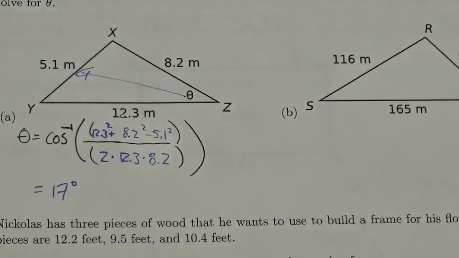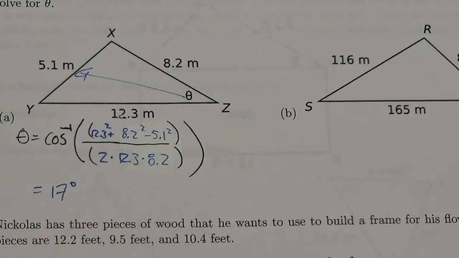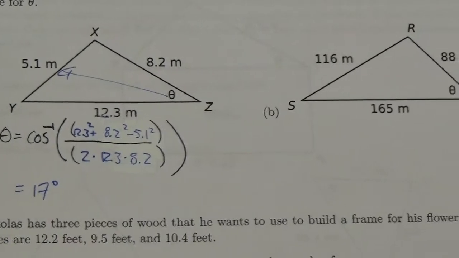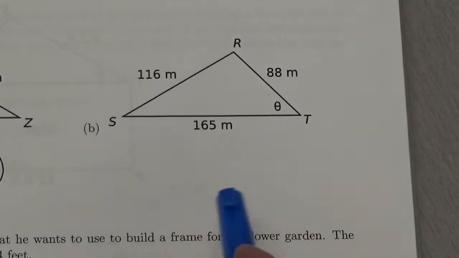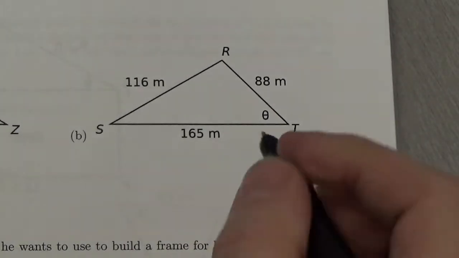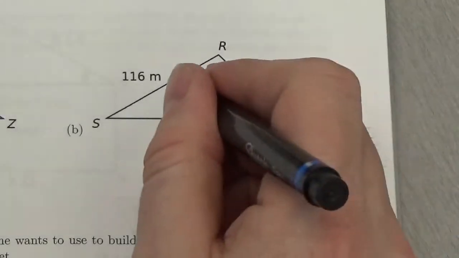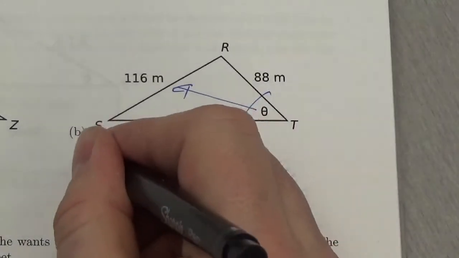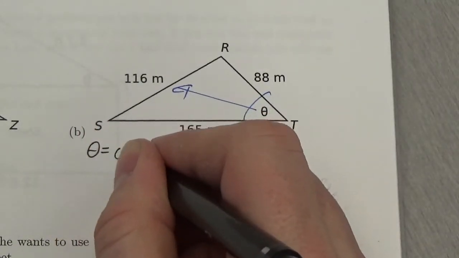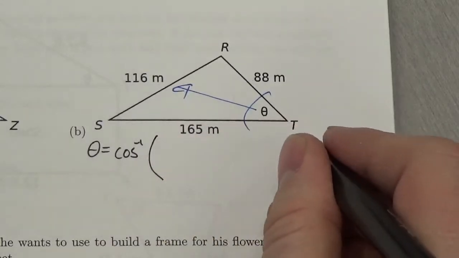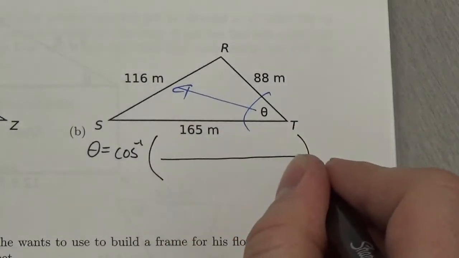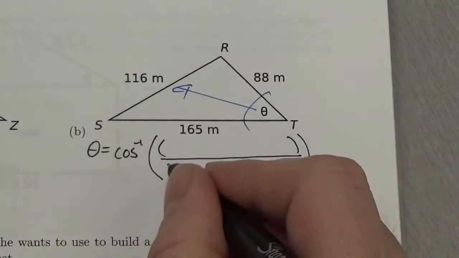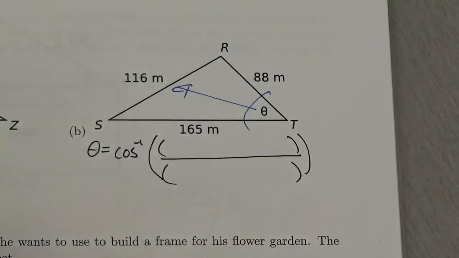Okay, and I usually round angles to the nearest degree. Let's try that again with a different problem here. Now the numbers are different here, but again, I'm looking for theta, and it's that 116 that is the side opposite. So my theta here is going to be the inverse cosine of, and if I'm going to give myself enough room, I'm going to put parentheses around the numerator and denominator, okay?